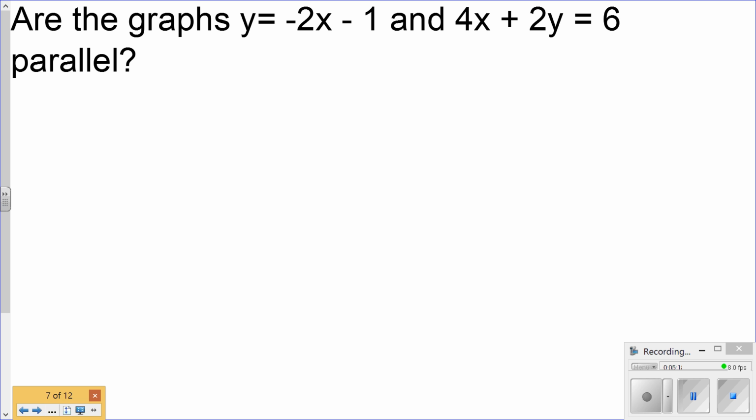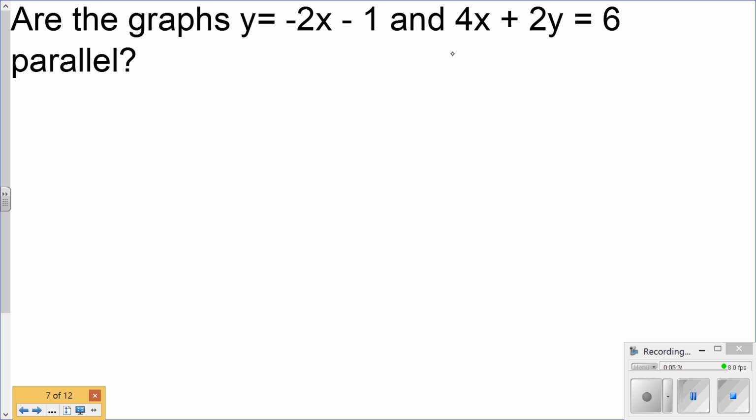You guys try this one. Are the graphs y equals negative 2x minus 1 and 4x plus 2y equals 6 parallel? All right, again, my first equation is in slope-intercept form, but the second one is in standard form. I need to change it to slope-intercept form.